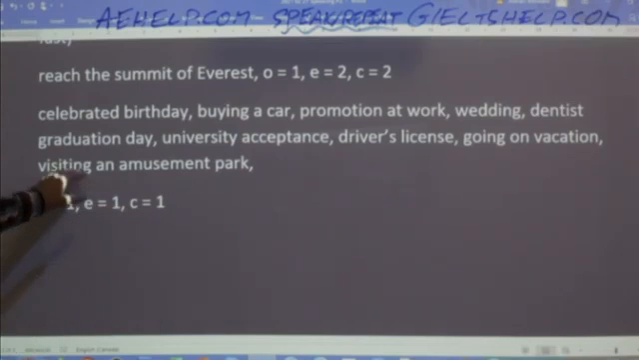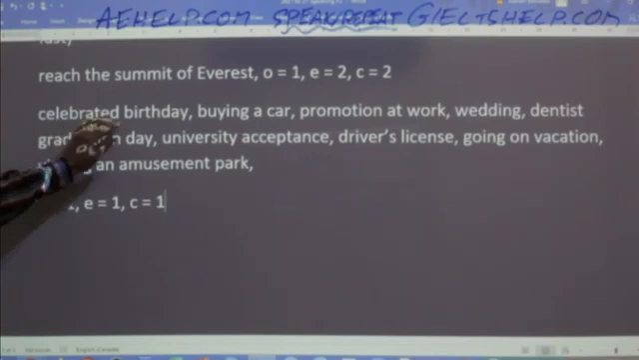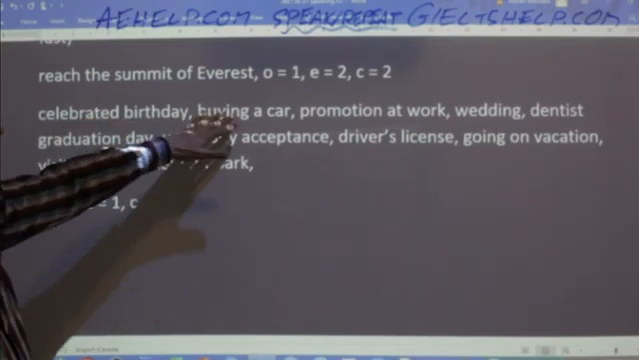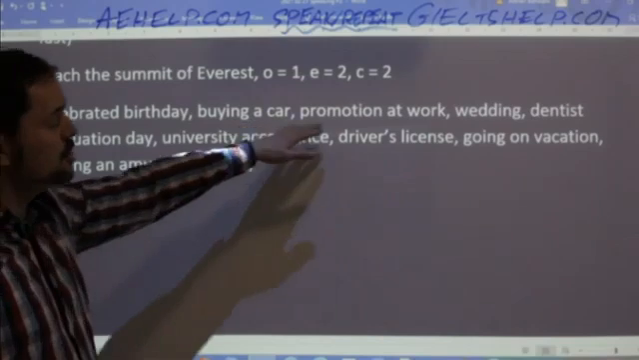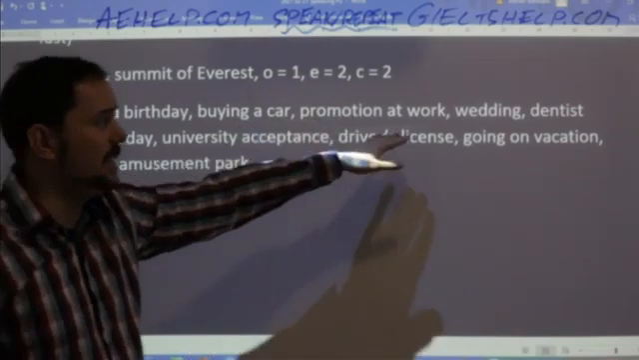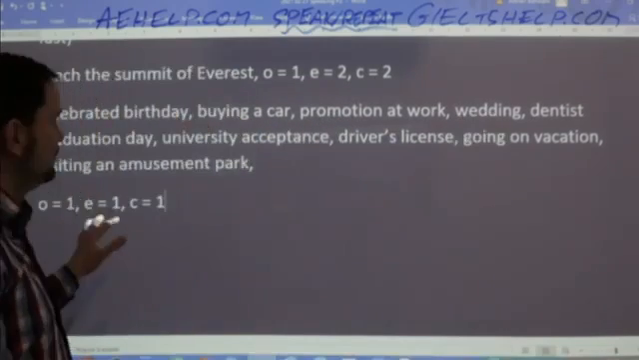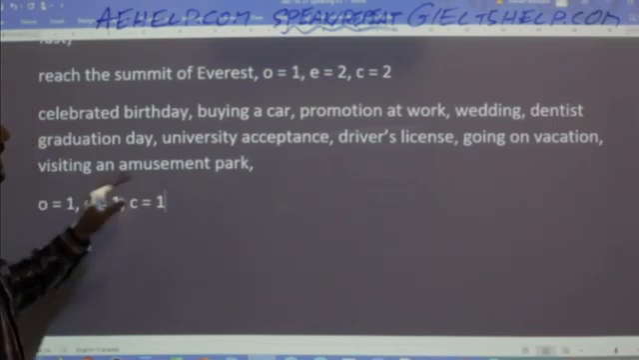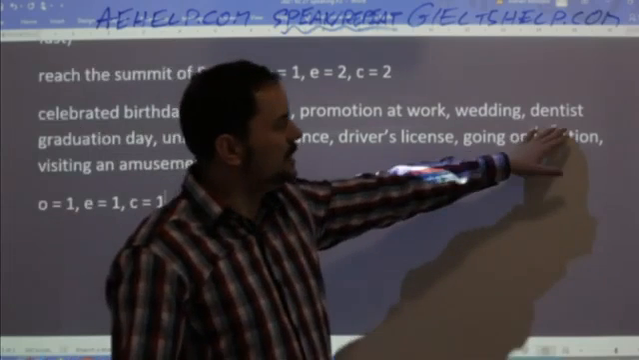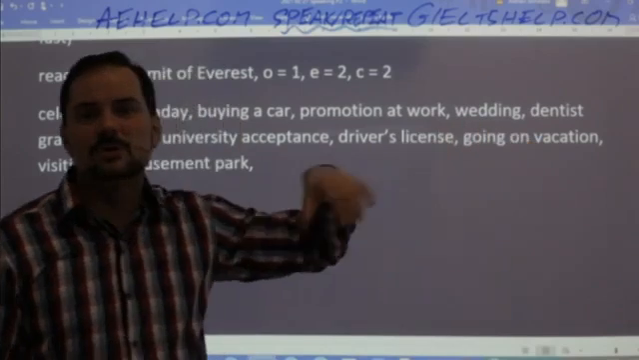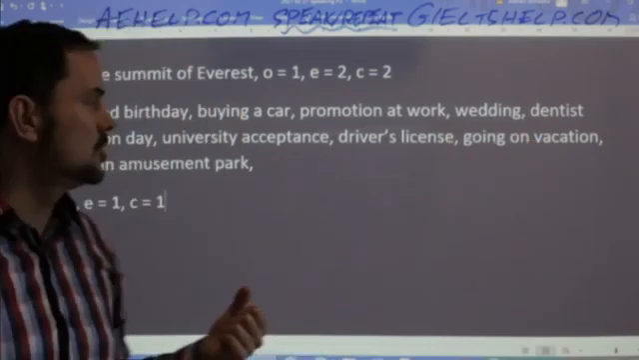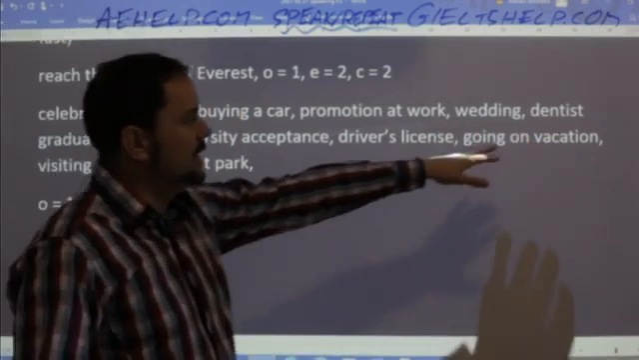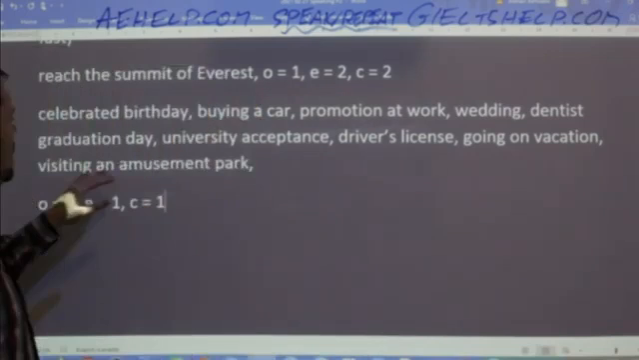Celebrating a birthday doesn't fit this because it's too common. Buying a car, kind of, it's not a bad choice. Promotion at work is okay. Wedding would be, I think, not too original. Dentist, it's not really an exciting day. It's more of you're nervous or you're scared. So it's not very accurate to say dentist. I wouldn't choose that one either.